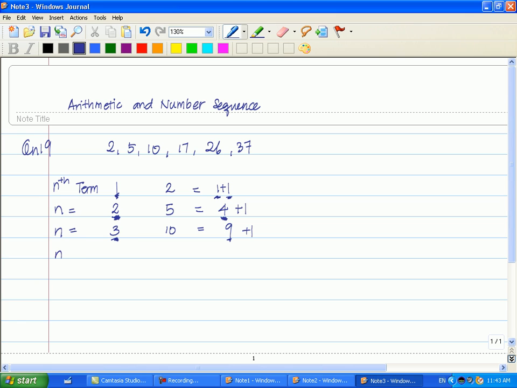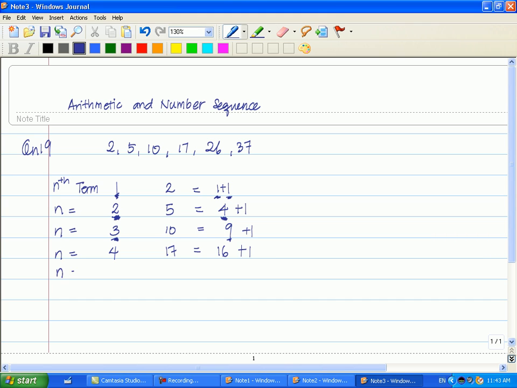When I have n equals 3, I have 9 plus 1. Can you make a guess for the fourth term? How will it look like? When n equals 4, the fourth term, something plus 1. But I have the number 17. So in this case, 16 plus 1. How is 16 related to 4? Are you thinking of 4 squared? So maybe let us take a look.